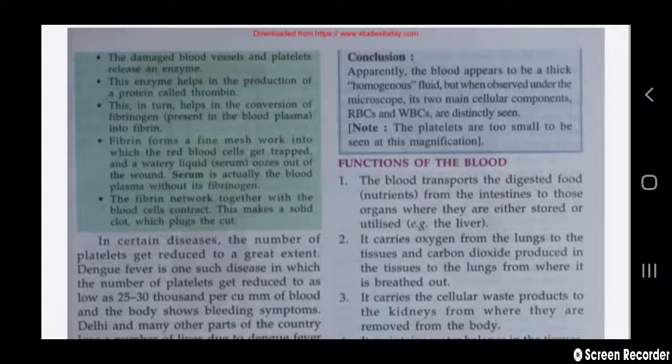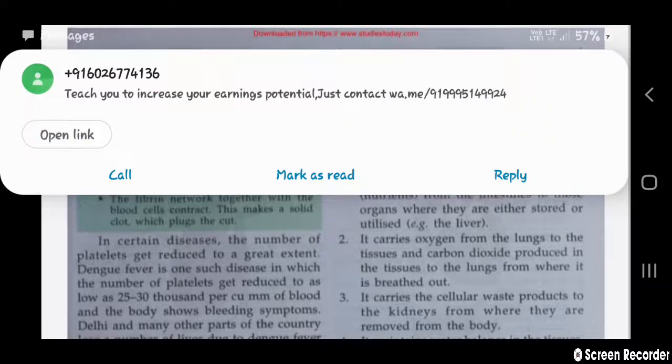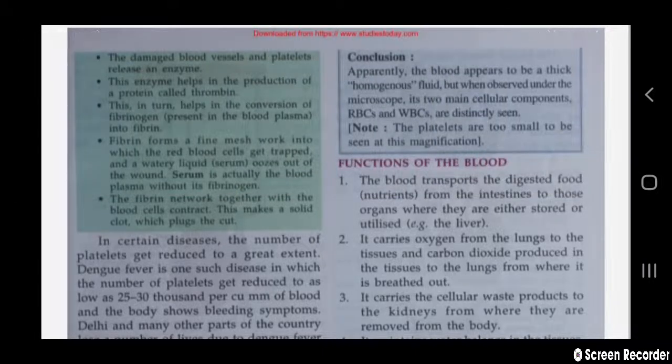Now let us come to our topic: function of blood. The blood transports the digested food nutrients from our intestine to those organs where they are either stored or utilized. So the blood sends the food nutrients to the organs that can store them.